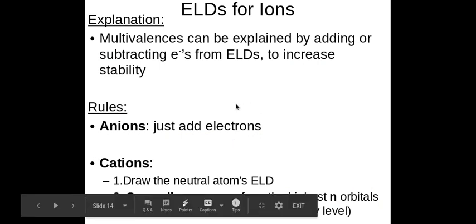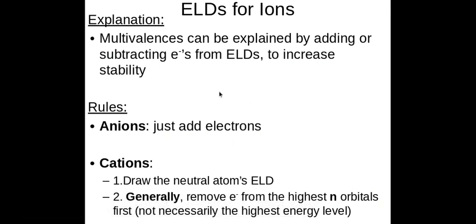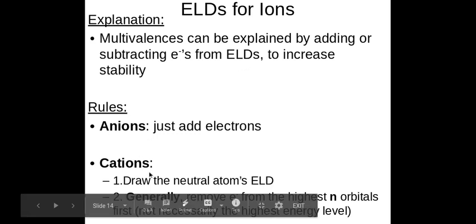So, energy level diagrams for ions. We can look at some of the multivalences that ions have, and we are able to explain them using these energy level diagrams to see where the electrons are coming from. Anions are really easy to do because we've been working on placing electrons. Anions just have more electrons, so you keep following the same rules and put more electrons into the energy level diagram. Cations are a little bit harder.